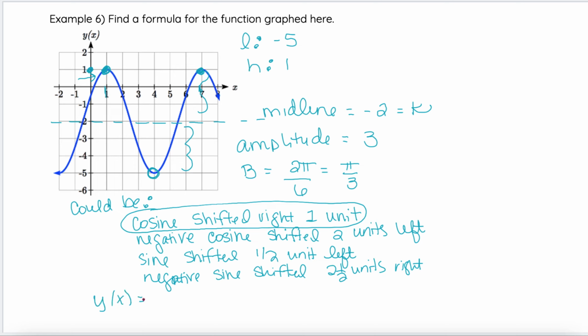So our function is going to be our A value of 3 times cosine. Our B value is pi over 3. Since I'm shifting right 1 unit, I'll have x minus 1 in my parentheses. And then my midline is -2. You certainly could distribute the pi over 3, but you don't have to. And I have one more example like this using the shift.